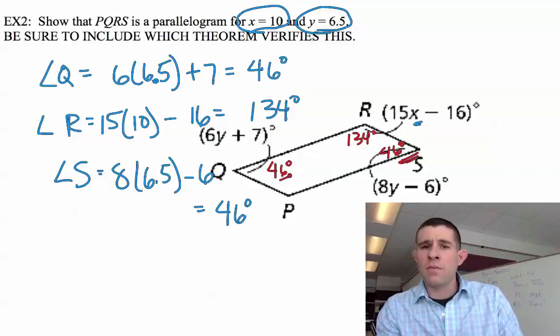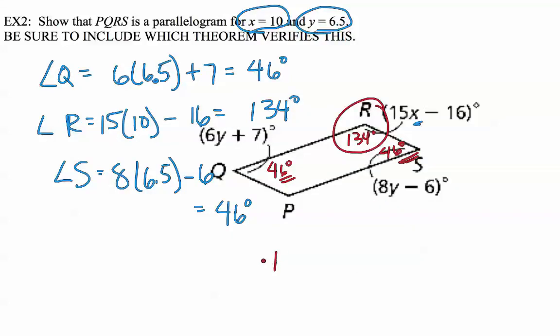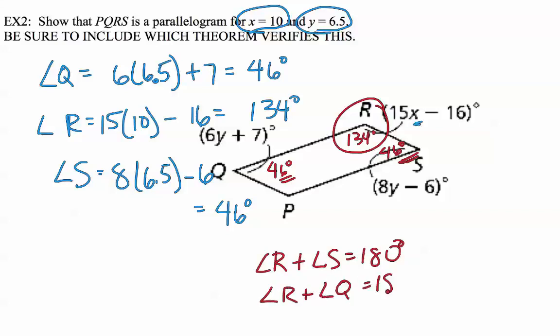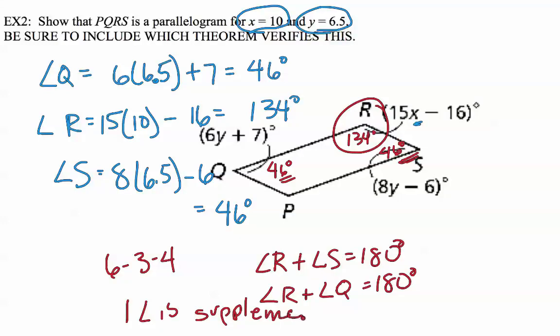So we have one pair of opposite angles that are congruent, but we don't have both pairs. But what we do have is that angle R, which is 134, if we were to add that to angle S, we'd get 180 degrees. Same thing, if we take angle R and we add it to angle Q, we also get 180 degrees. So this is that theorem 6-3-4, I believe it is. If one angle is supplementary to both its consecutive angles, then it will be a parallelogram.